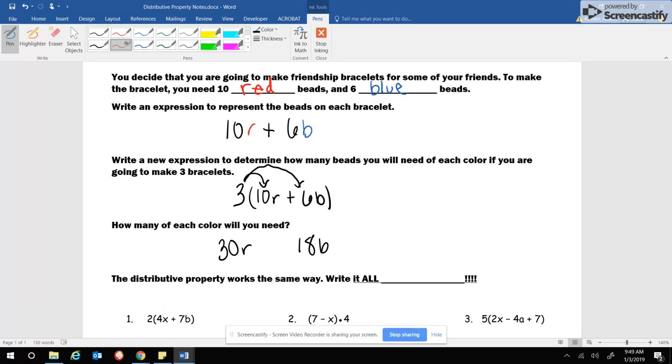This right here is the distributive property. I distributed the 3 into everything on the inside, to the 10R and the 6B. So I multiplied it into everything.